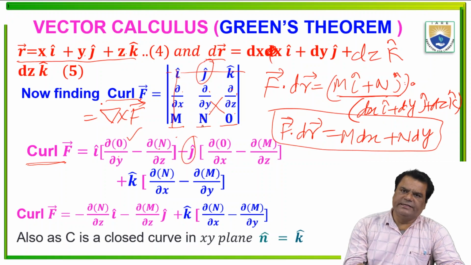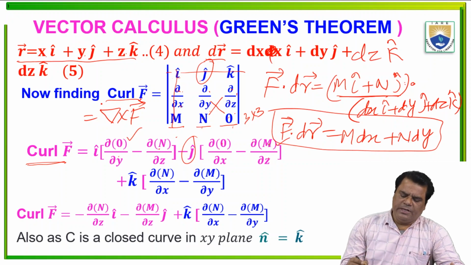Minus j second: cancel the first row and second column. Solving this determinant, this is a 3 cross 3 determinant. After solving this, second column and first row cancel. Now the remaining, cross multiply: ∂/∂x, differentiation with respect to x of 0, so ∂/∂x of 0, minus ∂/∂z of m. Differentiating with respect to z, m.